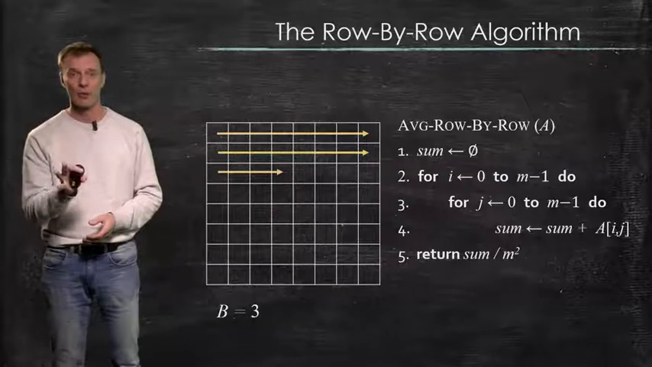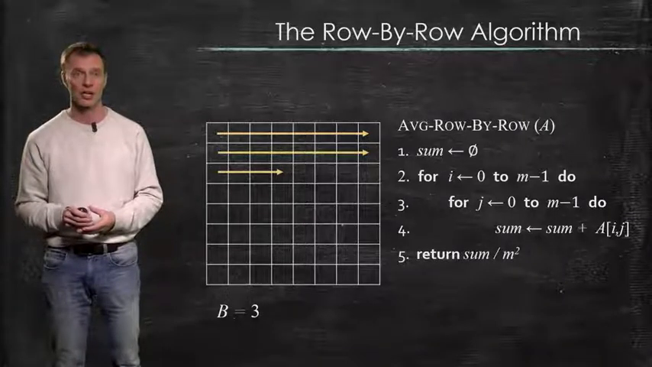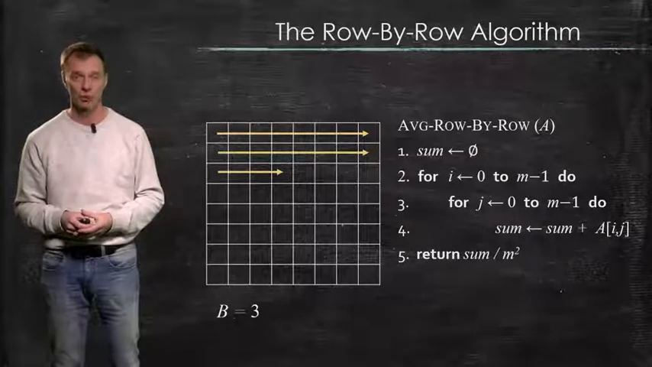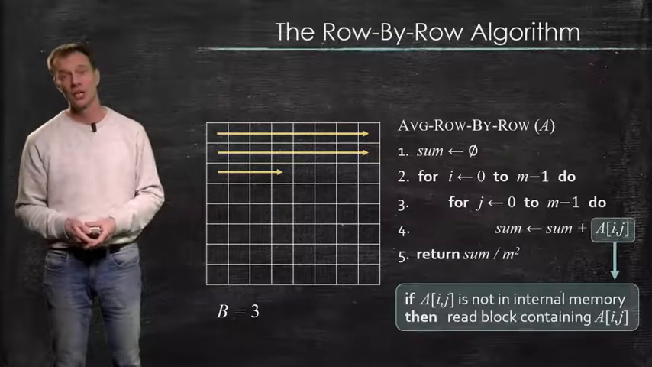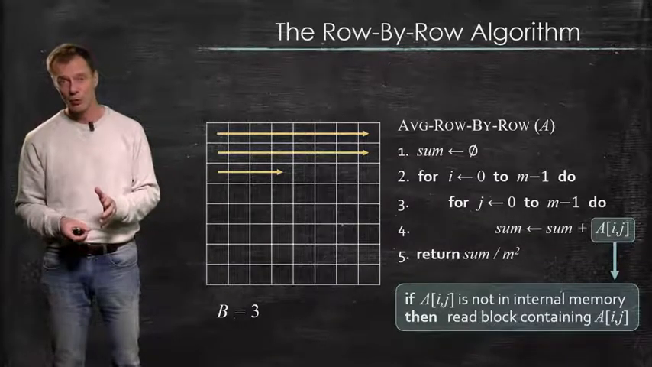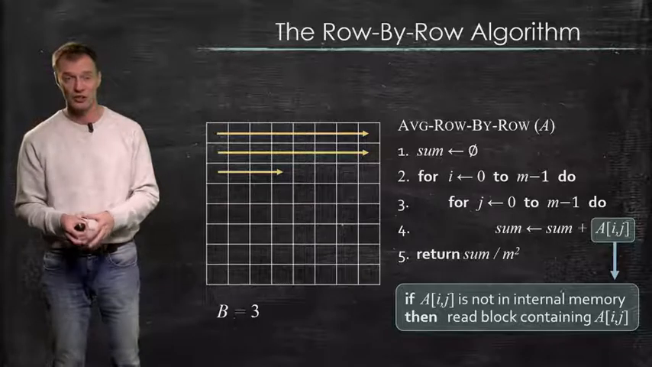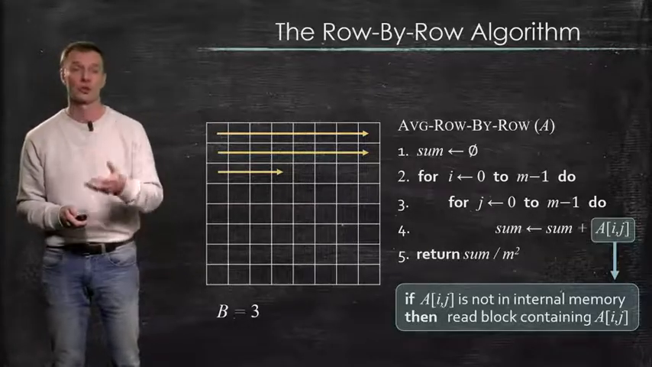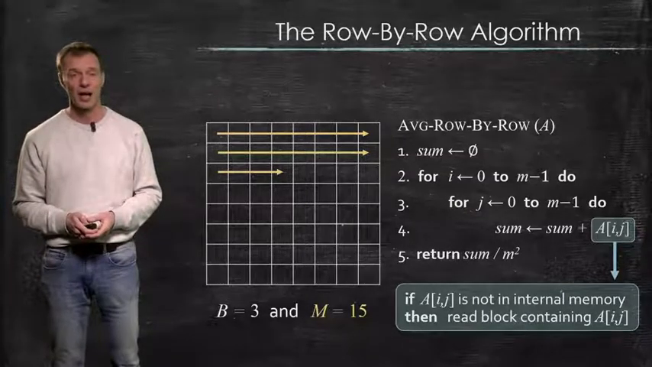Remember that as soon as the algorithm needs to access a certain array element, say a_ij, it's first going to look for that element in the internal memory. If it's already there, fine, the computation can proceed. If it's not there, then we need to read this element. And actually what we get is the block containing that element. We need to read that from the external memory.